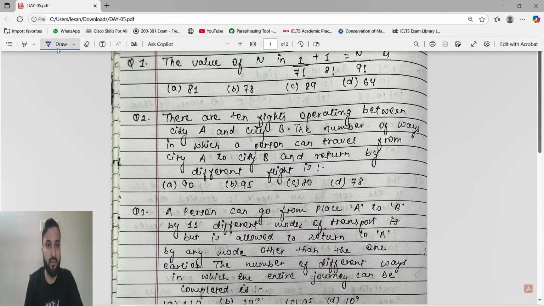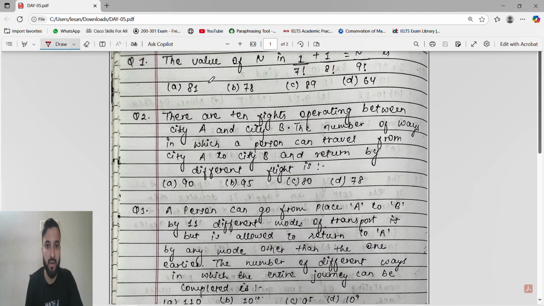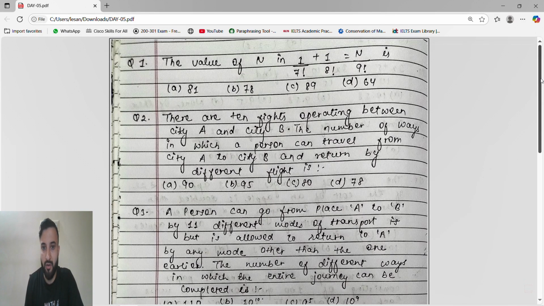Question number 1: you have to find the value of n in 1 by 7 factorial plus 1 by 8 factorial equals n by 9 factorial. Here we will not use the trial and error method, because calculating 7 factorial and 8 factorial will become lengthy. So we will simply solve it.